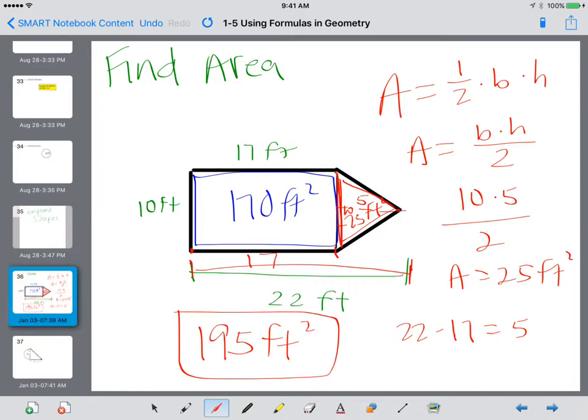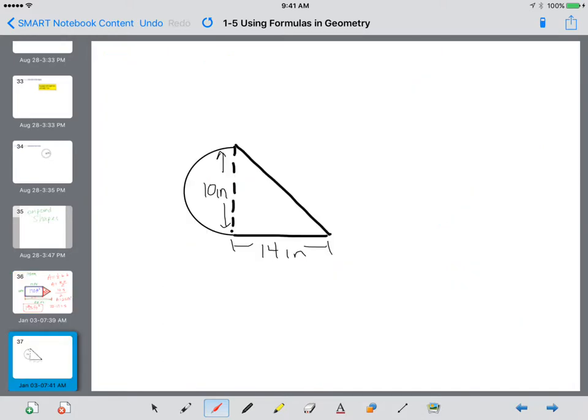Let's try our next example. Here I see a triangle and a circle, but I only see half a circle here. So that is a half circle, and remember, area of a circle equals pi times the radius squared. So it looks like the diameter is 10 inches. The radius is always half, so the radius is 5 inches.